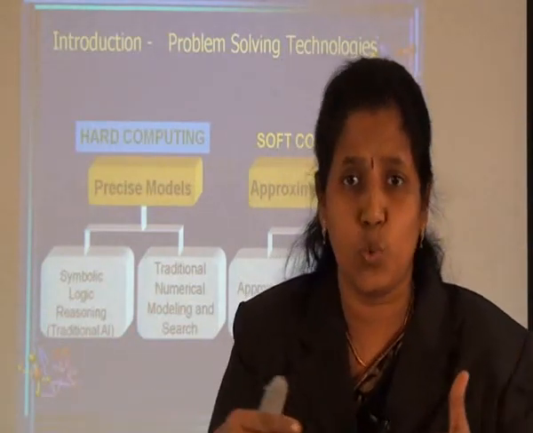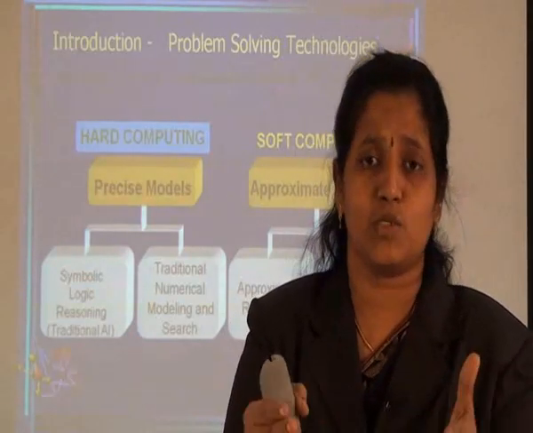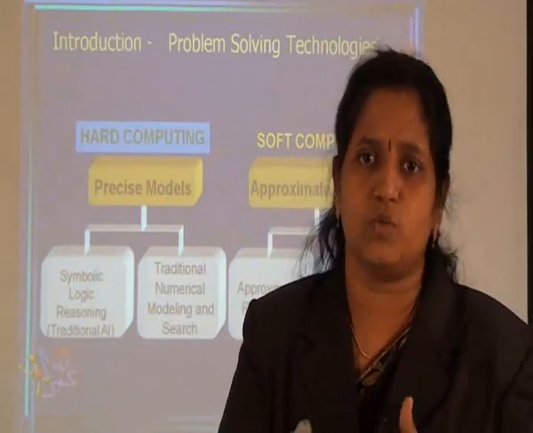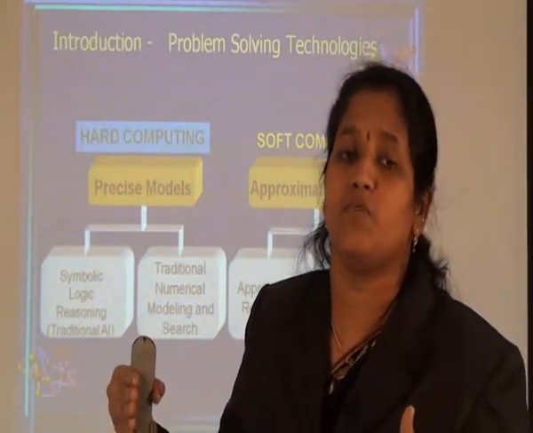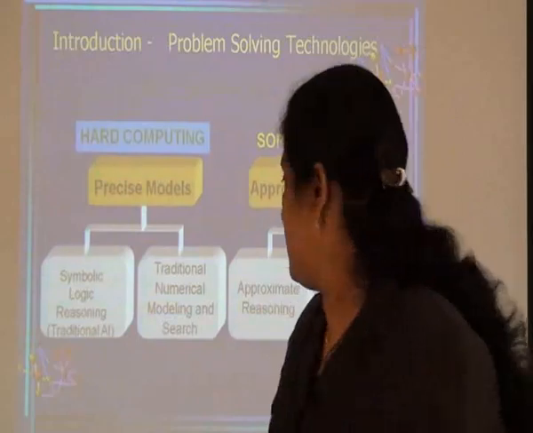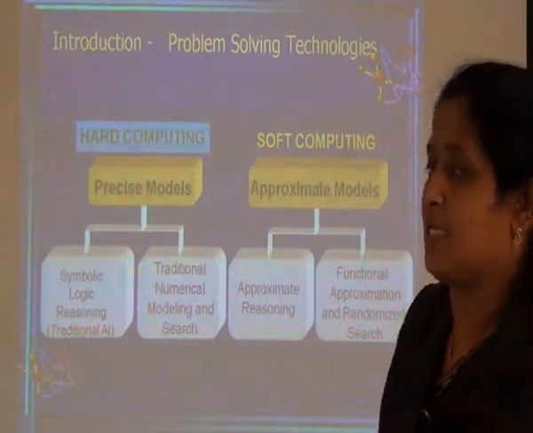It converges towards a solution. It's not like 0 and 1. It converges towards the solution. That's why it's called approximation. So it is very good in functional approximation. That's why we say it's approximate reasoning.